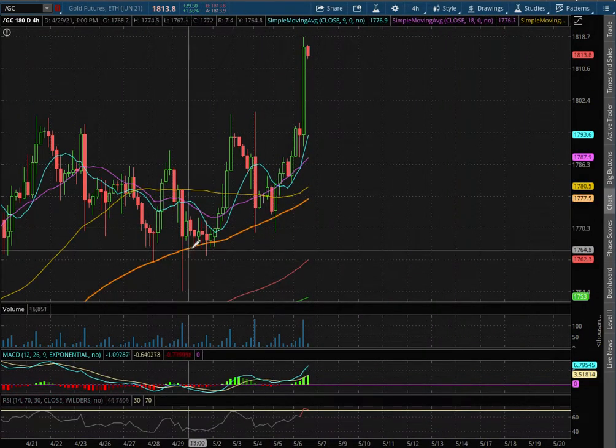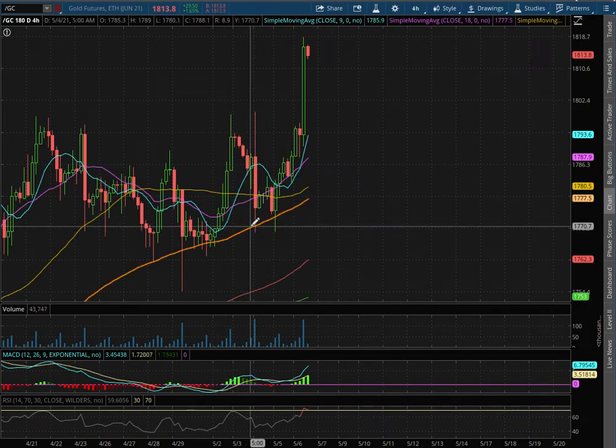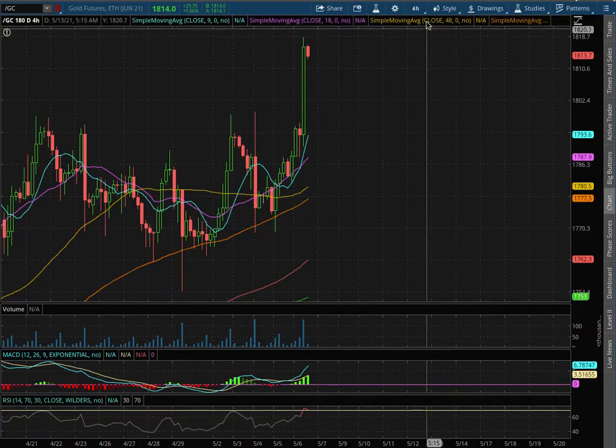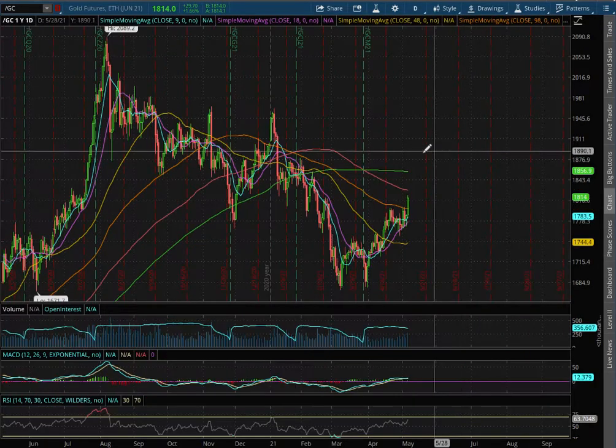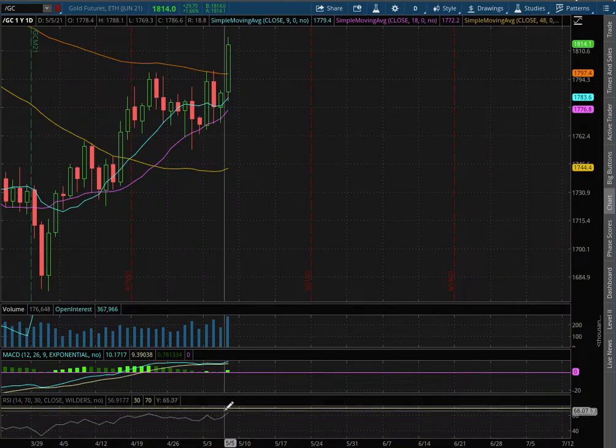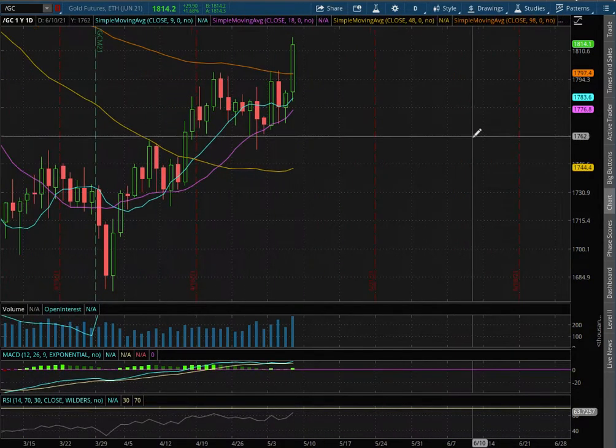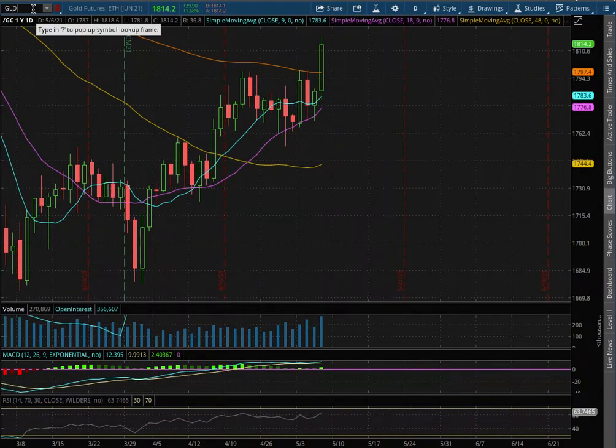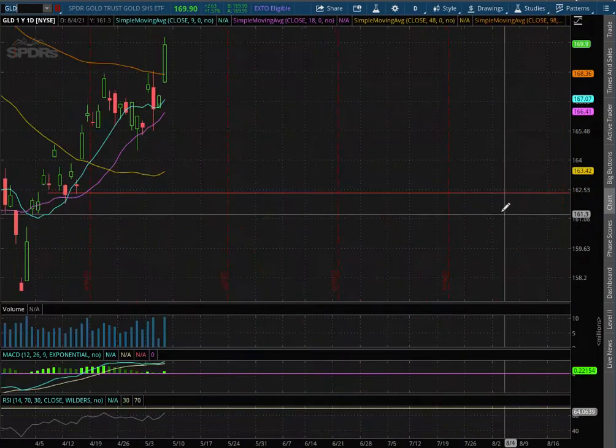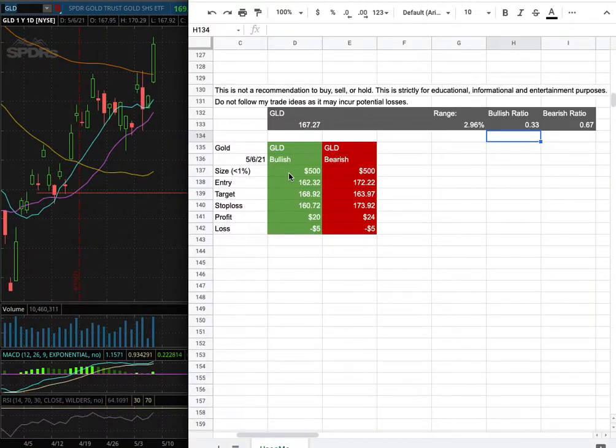We continue to bounce right off the 100 moving average, this orange line, acting as our temporary support at a price of $1,777. With the daily chart, we still remain in positive MACD and we're approaching overbought levels with the RSI. As with the trade idea, I'll be trading GLD, and my position size is less than 1% of my portfolio.